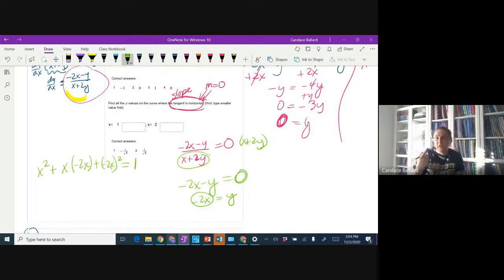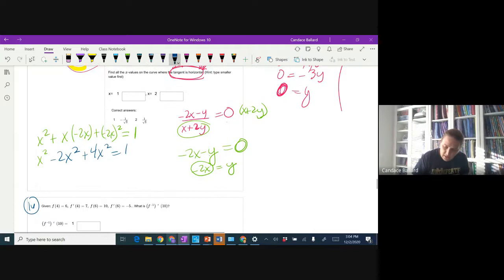Now we've got it down to one variable, so we can solve it. I'm going to simplify as much as I can. I've got x squared minus 2x squared, and then -2x squared would be positive 4x squared, equals 1. So x squared minus -2x squared is 1 minus -2... I'm getting -1 plus 4, which is 3x squared equals 1. Then I'm going to divide by 3, so I get x squared equals 1/3.